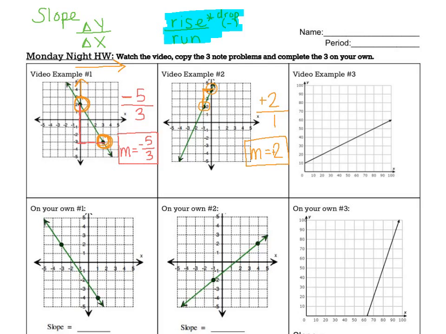So again, positive slopes are going to be going up the lines, and negative slopes, like our first example, the line is going to be going down.